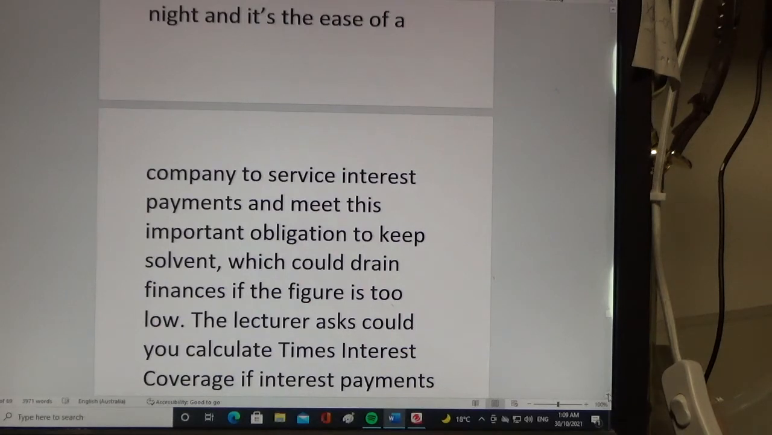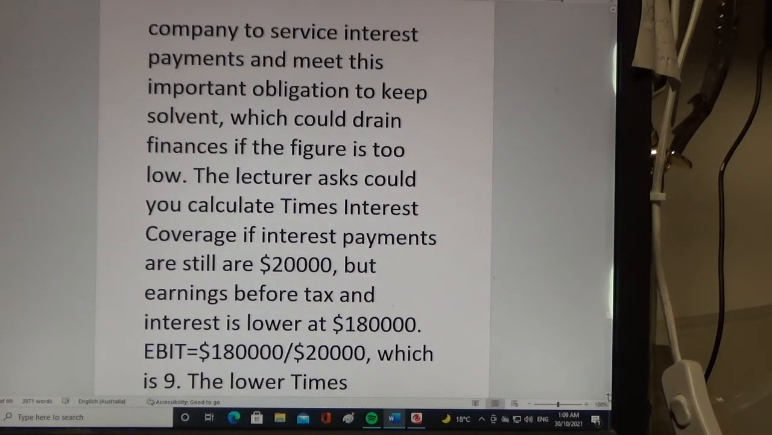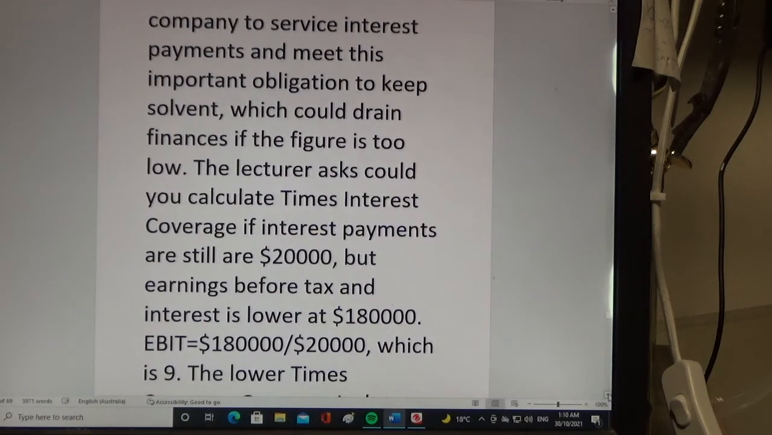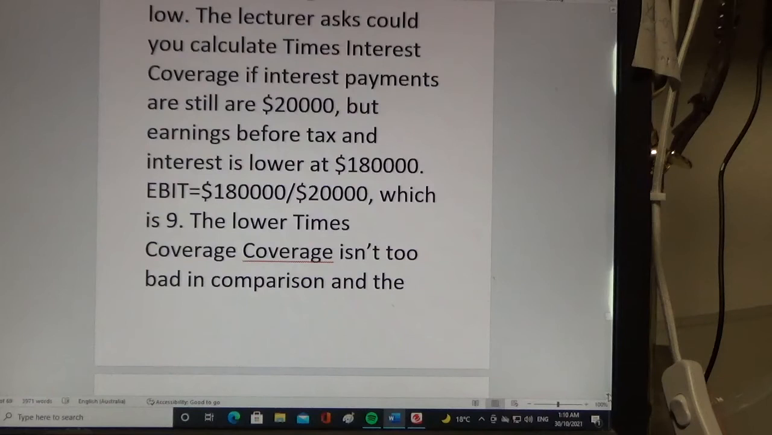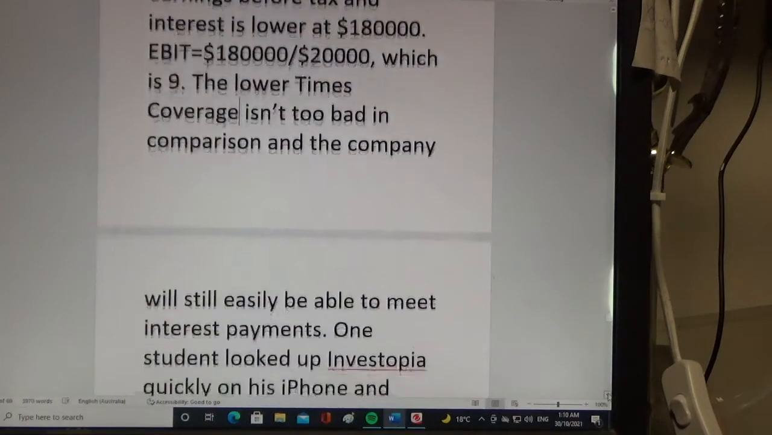The lecturer asks, could you calculate times interest coverage if interest is still 20,000 but earnings before tax and interest is lower at 180,000? Well, that's an easy one. 180,000 divided by 20,000 gives you 9. The lower times coverage isn't too bad and not much different to the other ratio. No alarm bells here, but when are there alarm bells? We'll just get to that now.